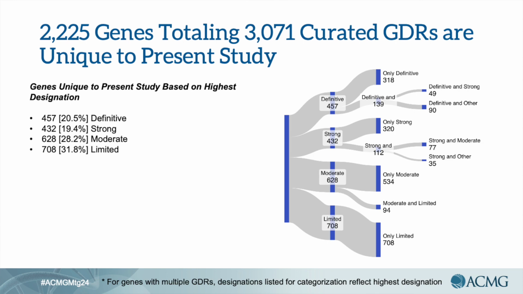And then the Sankey plot further breaks those out for genes for which there were multiple GDRs. The takeaway from this is that these genes are unique to the present study, but they're nevertheless definitive, strong. They have evidence to associate them with diseases, and nevertheless they're unique to this study and not found in ClinGen. Here's an example.